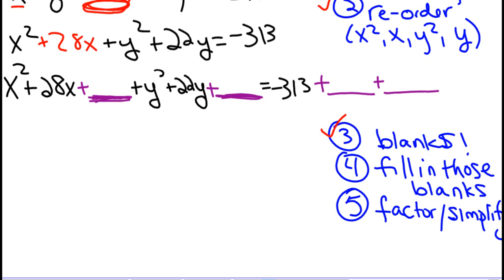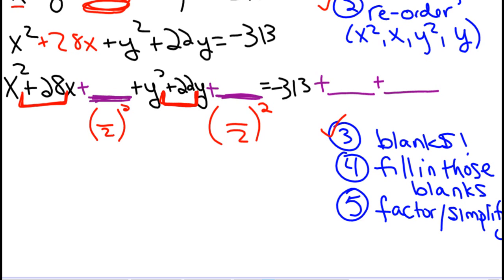I'm going to fill in those blanks, and every single time you're going to have something over 2 and you are going to square it for both of these. Something over 2 and then you are going to square it. And that something comes from what is attached to your x and your y. Okay? Always, every single time.